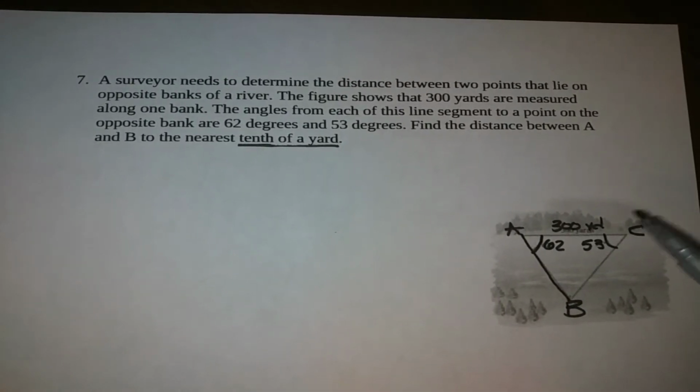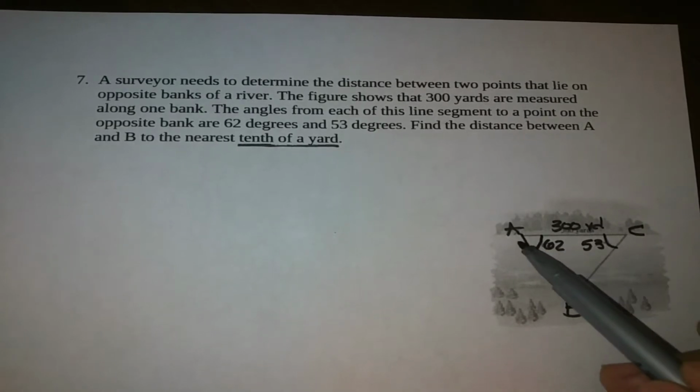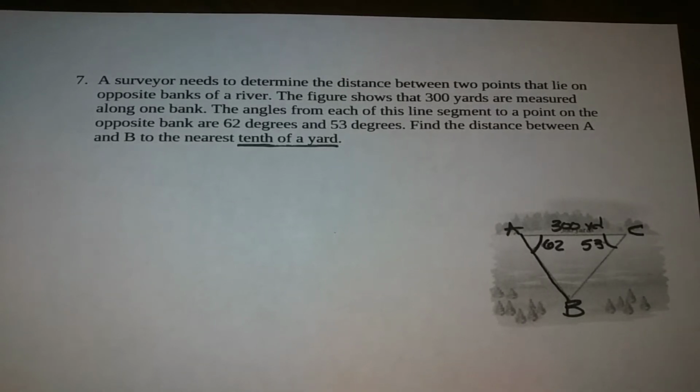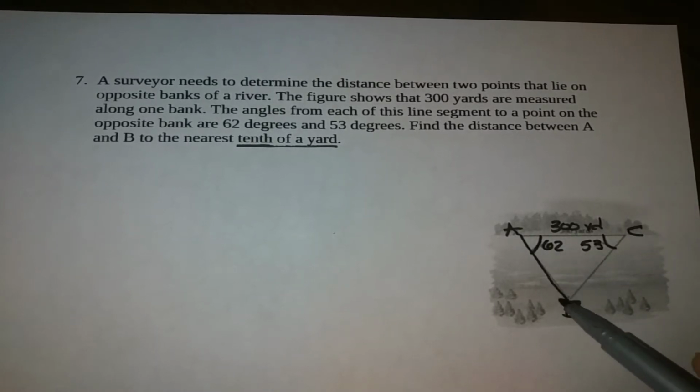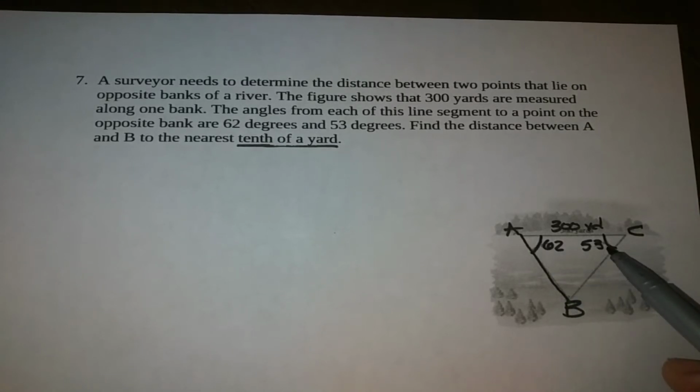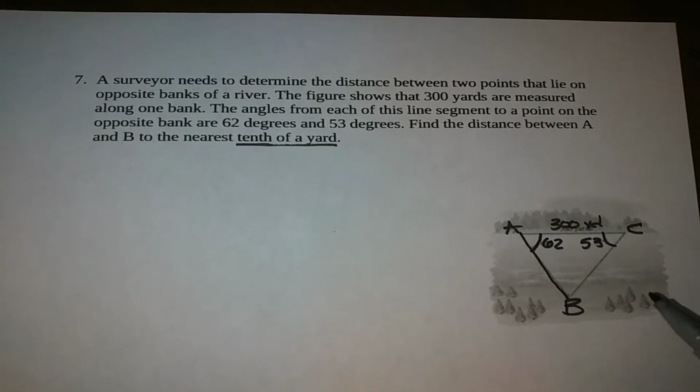Now, like in question 6, this triangle is not a right triangle, so we cannot use trig ratios to figure this out. So we're either going to use law of sines or law of cosines. I'm wanting to find a side that is not in the middle of two angles, so that is a sign that I'm going to use the law of sines.